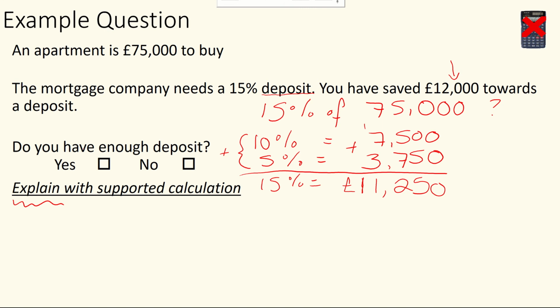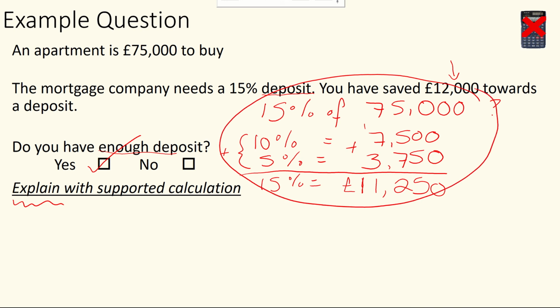You have saved 12,000. The question is, do you have enough? Well, you do, don't you? Because you've got more than what you need. So we tick a yes there. And it says explain with supported calculation. So what I've just done here, this is my supported calculation, and now I just need to explain it.